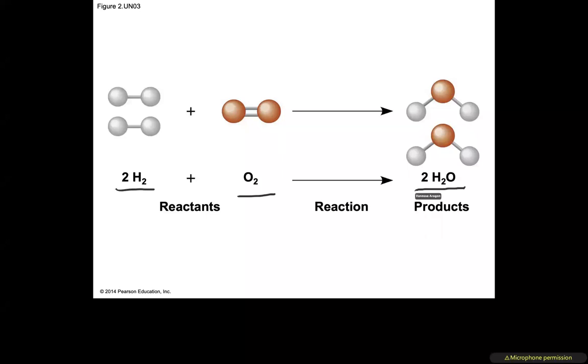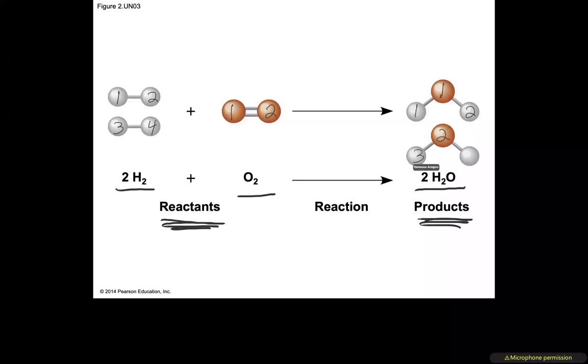You don't get any matter made or any matter destroyed. Whatever goes into the reaction, the reactant, has to come out of the reaction. So let's count. How many oxygen atoms go in? 1, 2. How many come out? 1, 2. And then how many hydrogen atoms go in? 1, 2, 3, 4. How many come out? 1, 2, 3, 4. So you cannot make or destroy matter. Whatever goes into a reaction comes out of a reaction.